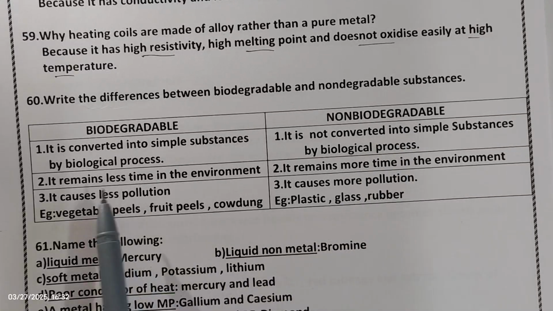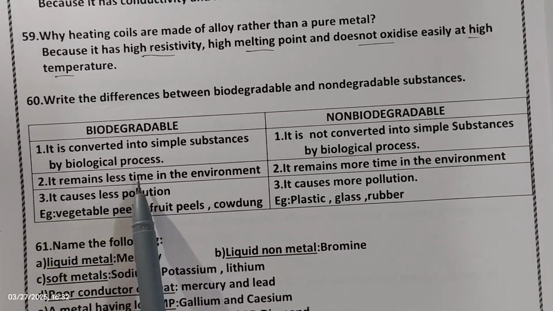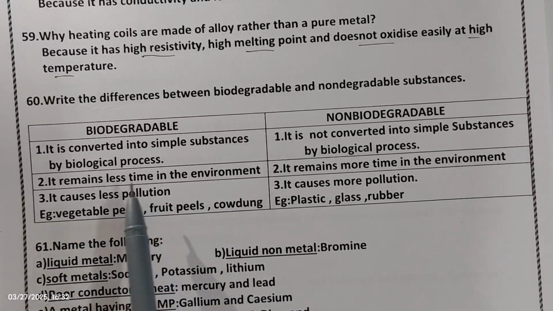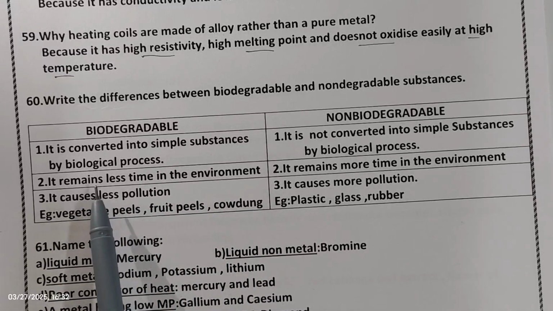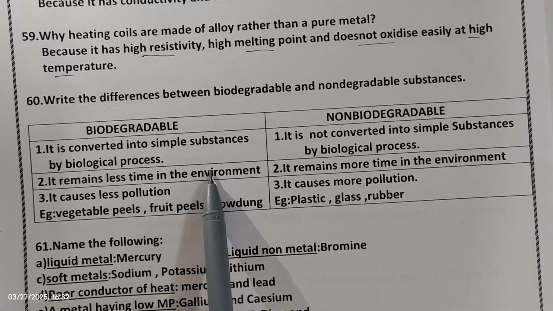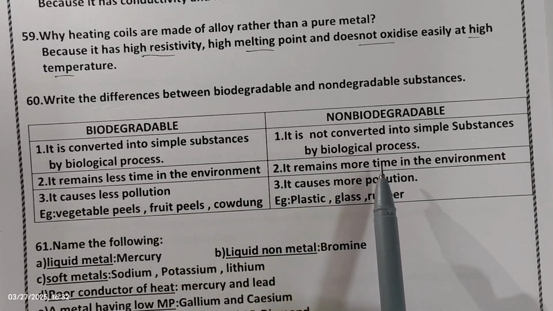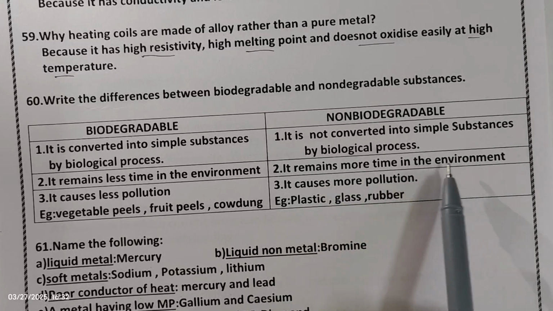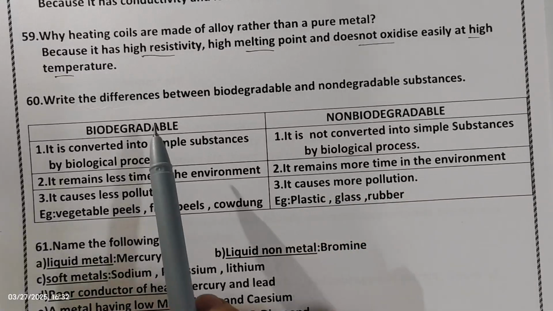Then biodegradable substances remain less time in the environment as they easily undergo decomposition. They stay less time in the environment. But non-biodegradable substances, as they don't decompose, remain a long time in the environment.